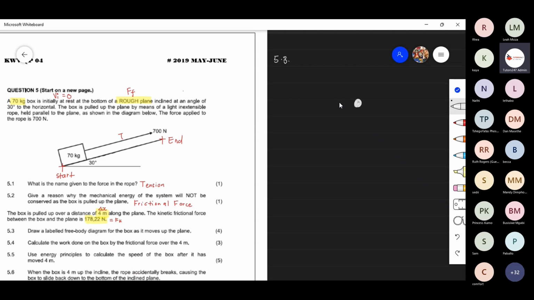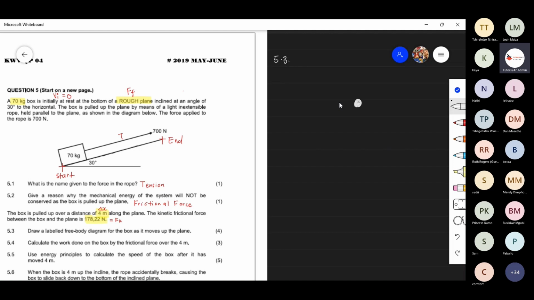Now another important thing to take note of is the mark allocation. So we have question 5.3 that is for 4 marks. Because it is for 4 marks, we then know that we need 4 forces. Your mark allocation will give you an idea of how many forces are acting on this object. If you have 3 marks, it's usually 3 forces. If you have 5 marks, it's usually 5 forces. In this case, we have 4 marks, which means there are 4 forces acting on this object.